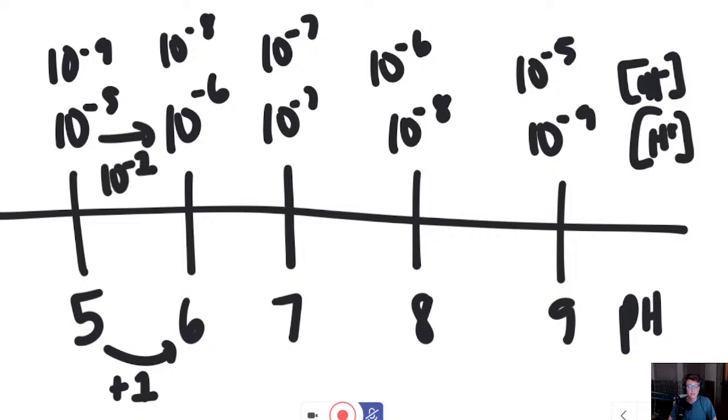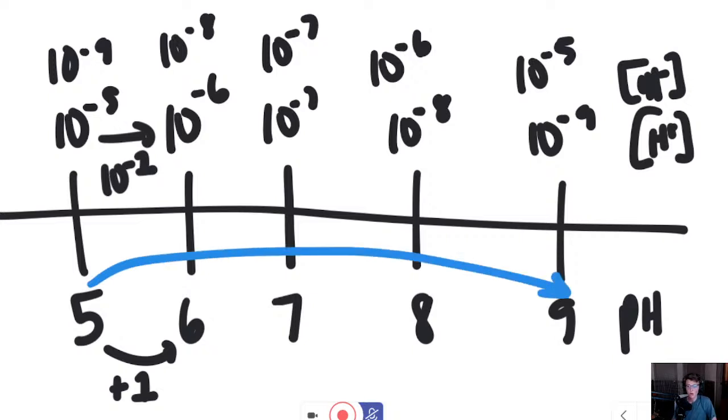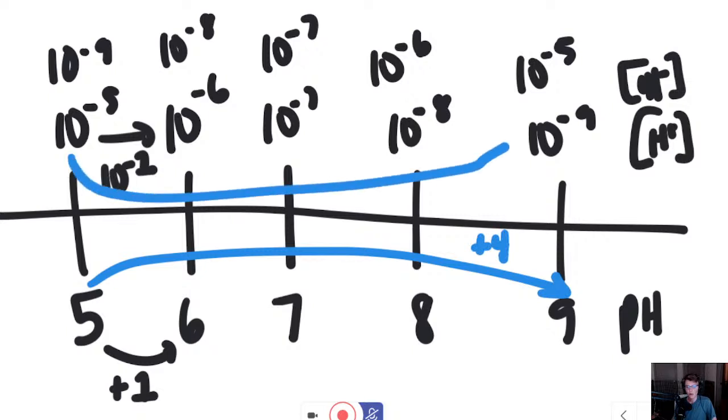Okay, cool. Now let's do, in blue, a bigger shift. Let's say we went from 5 all the way to 9. What's the math here? On this side, we added 4, and going from 10 to the negative 5 all the way to 10 to the negative 9 is a 10 to the 4 difference. This is universally true: the unit change down here tells you the magnitude, not the sign, of the exponent difference between these two. And that's exactly what we're seeing.